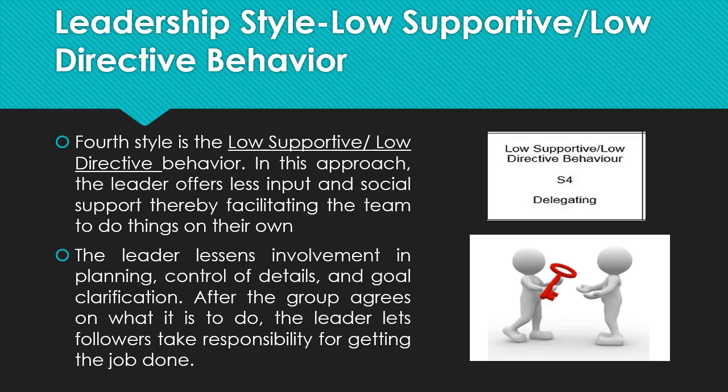The fourth style is the low supportive, low directive behavior. This is also called the delegating approach. Here, the leader provides less direction or support, thereby facilitating the team to do things on their own. The delegative leader lessens his involvement in planning, control of details, and goal clarification. The leader gives his control to the followers and refrains from interfering with unnecessary social support. So these were the four categories of directive and supportive behaviors.